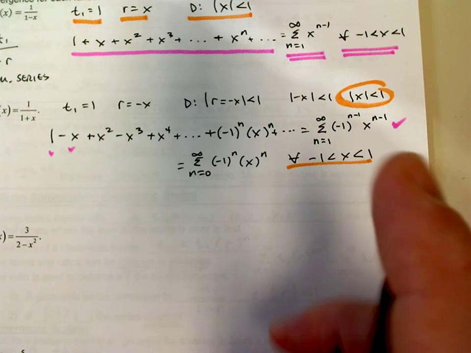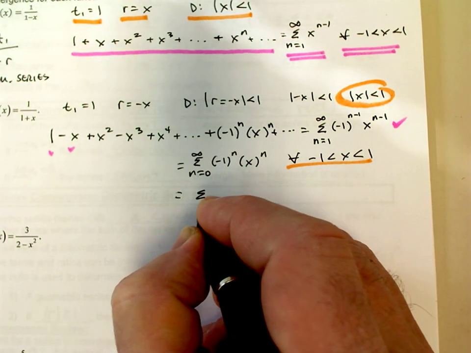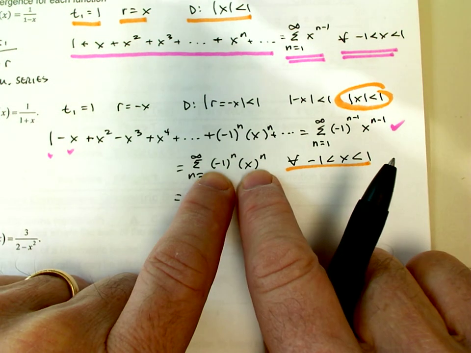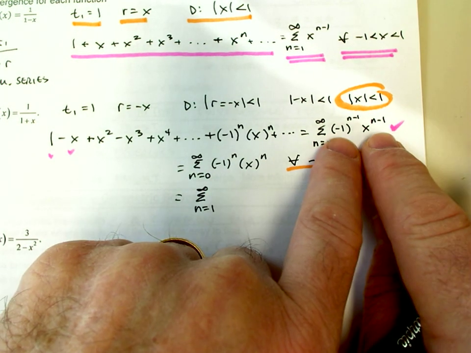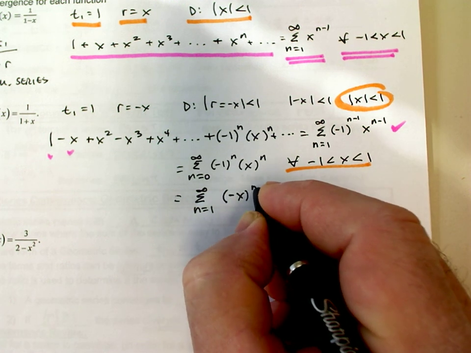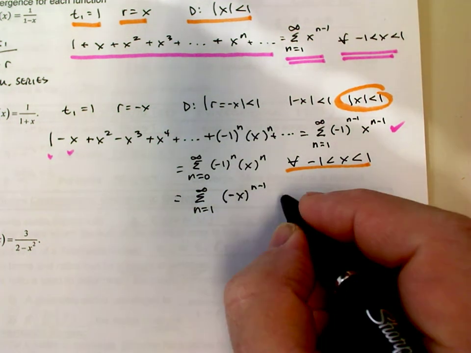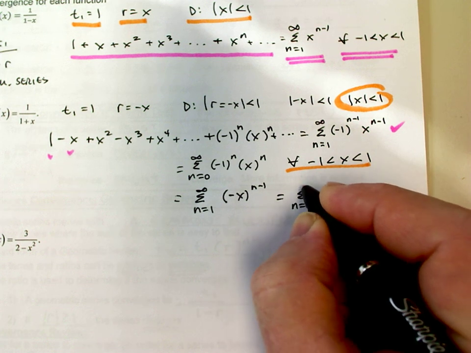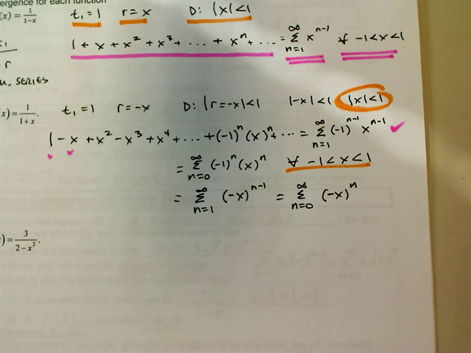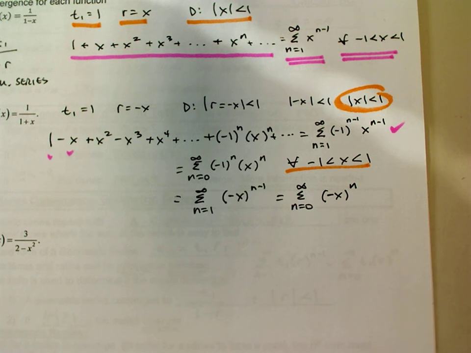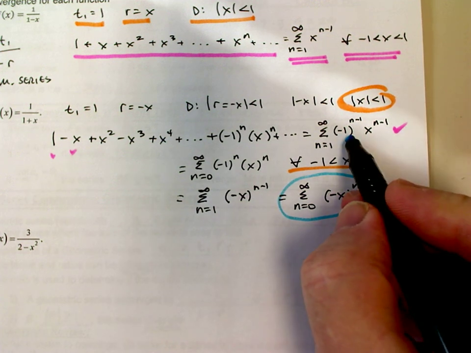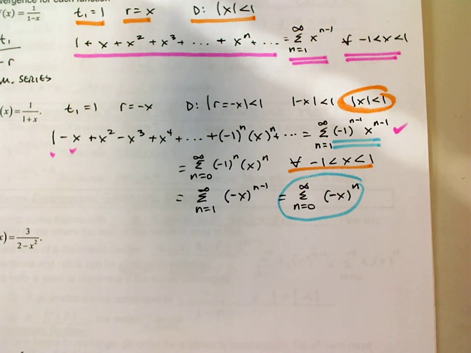Also, I could see this as the summation from n equals 1 to infinity, and I could combine these two together. They're both at the same powers, so this could be written as negative x to the n minus 1 power. Or, of course, the summation from n equals 0 to infinity of negative x to the nth power. Okay? So on a multiple choice, they might put this one as the answer. So don't just lock yourself into saying, okay, this is the only way to write these series.